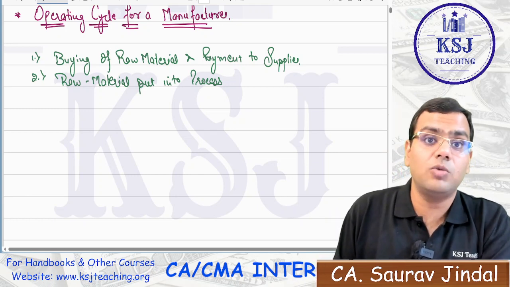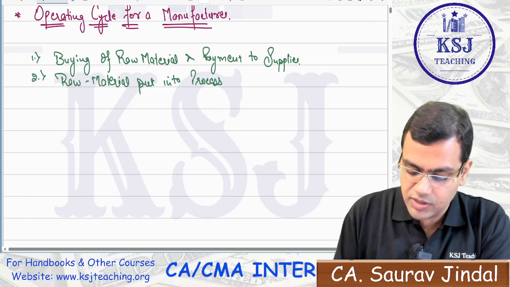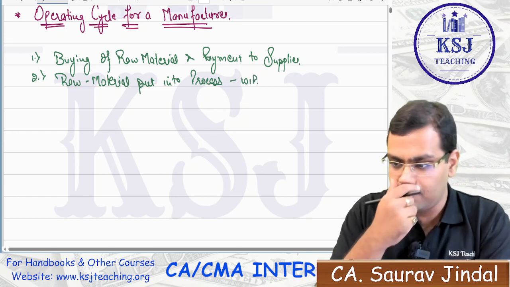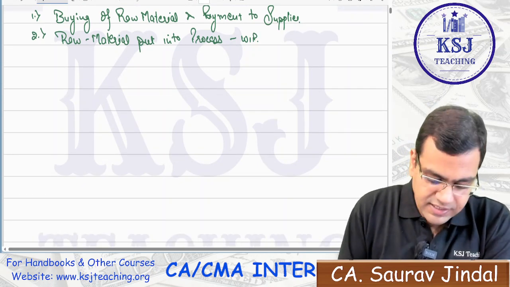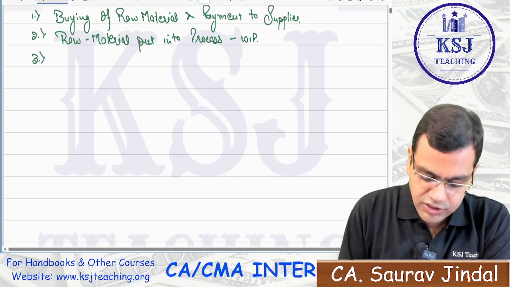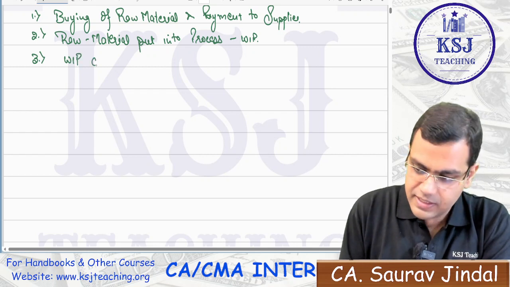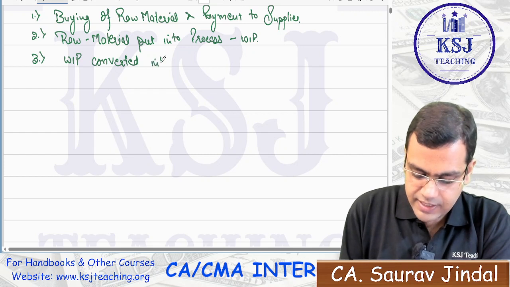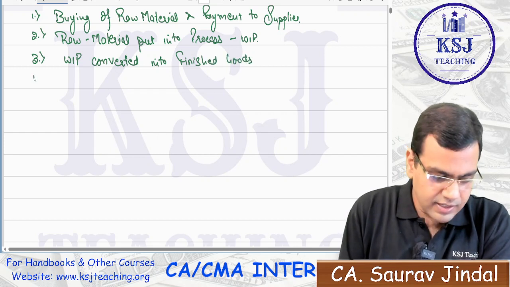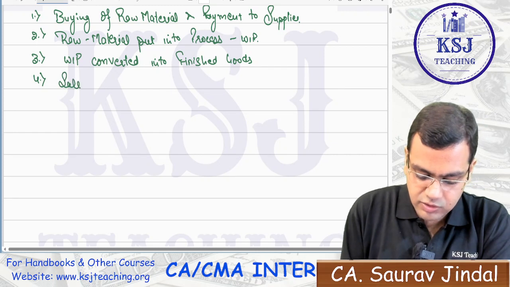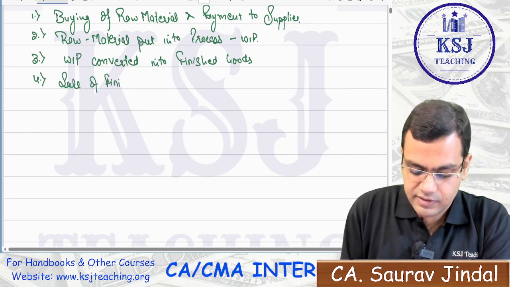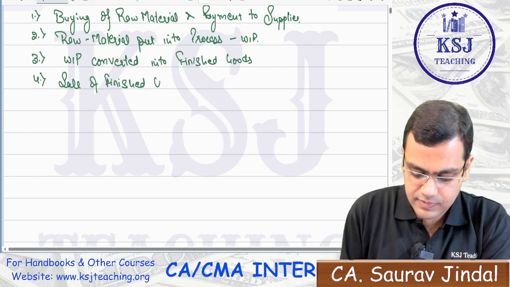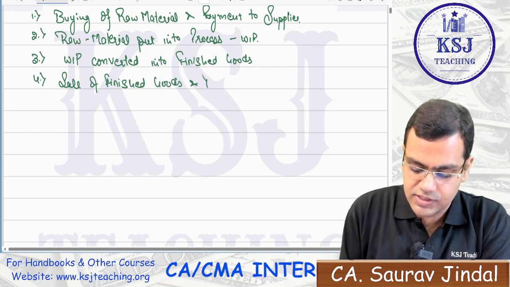So raw material put into process. What is this raw material? When the raw material is put into process, this is known as WIP, right? The next is, now the WIP will be converted into finished goods. WIP converted into finished goods, right? WIP being converted into finished goods. Okay. After that is sale of finished goods and receipt of money.